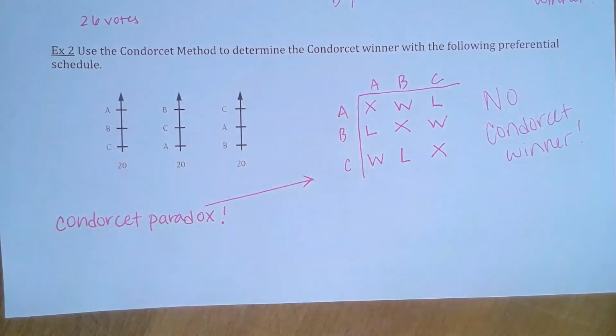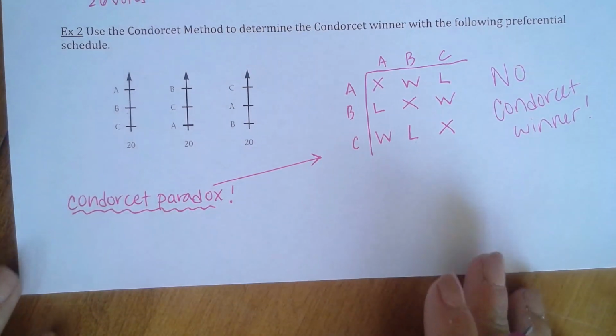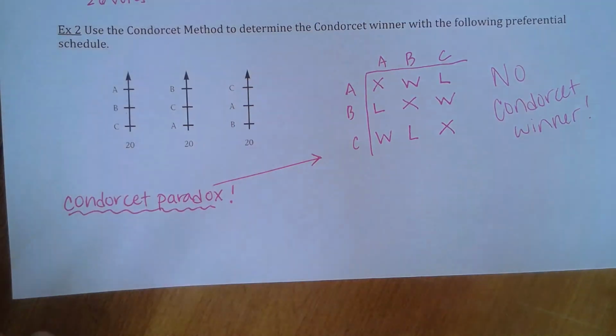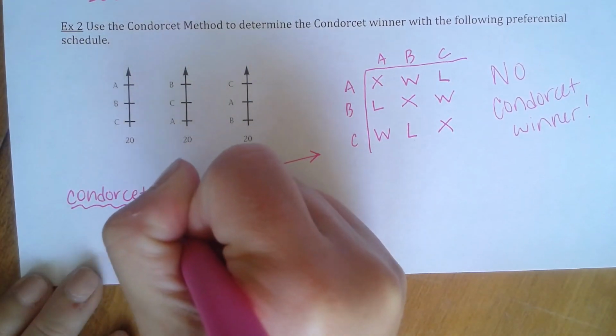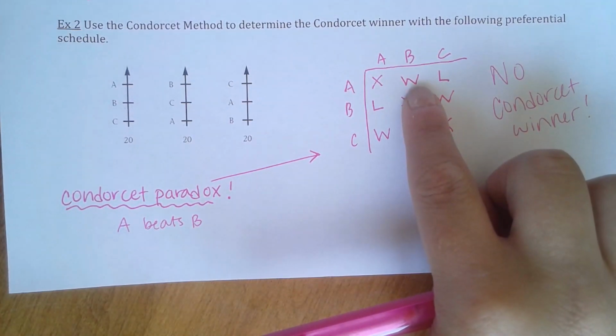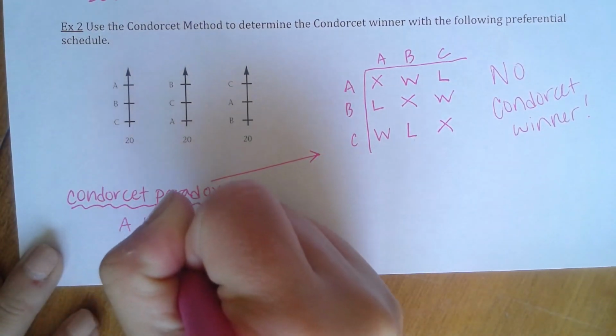Now, paradox just means it's something that's against the norm, or something that contradicts itself. So in this Condorcet paradox, which is something that we do need to talk about, is something that you are responsible for. This idea of a Condorcet paradox means that it has a contradictory pairwise comparison. So what that means is that A beats B, if we look at our table. A wins to B. B wins to C. B beats C.